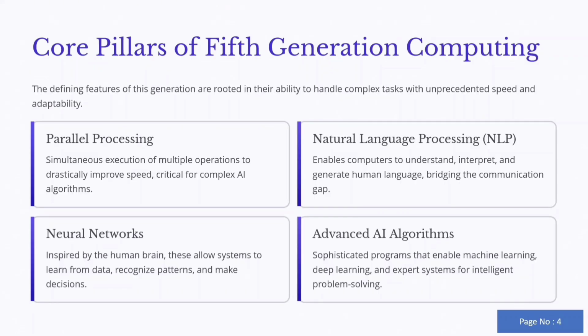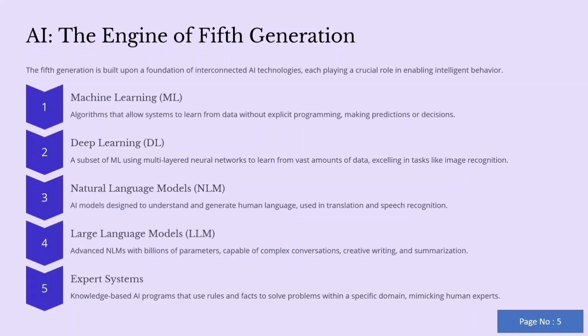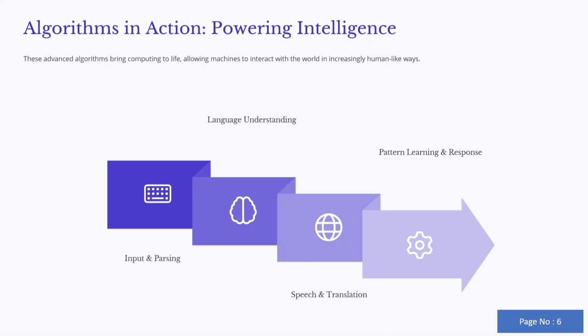The pillars are parallel processing for speed, natural language processing to understand human speech, neural networks to learn from data, and advanced AI algorithms like machine learning and deep learning for adaptive problem solving. The engine of the fifth generation: from machine learning and deep learning to large language models like ChatGPT and expert systems that solve problems like human specialists. Algorithms in action: AI processes input, understands meaning, translates speech, learns patterns, and responds in a way that feels intelligent and human-like.